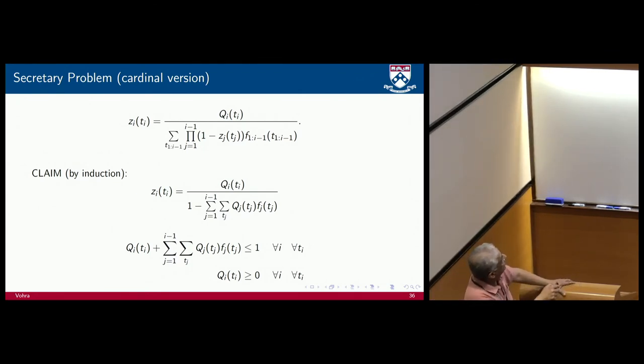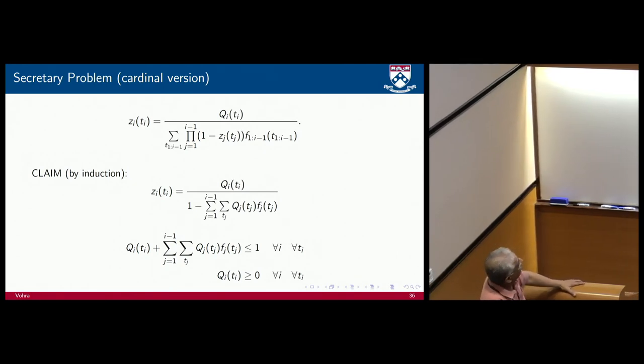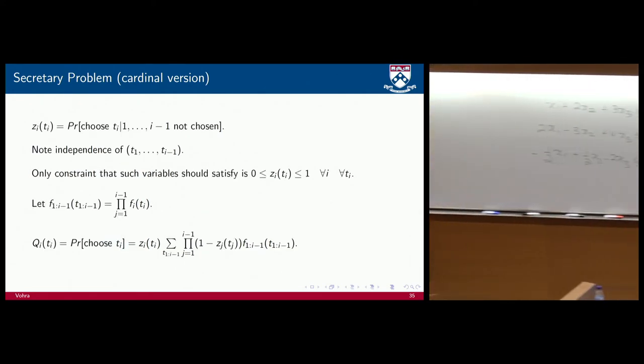Now here's a claim. My claim is that Zi of Ti can actually be written this way. Notice I'm replacing the denominator, which involves the actual allocation variables, with the interim allocation variables. How do I know that that's true? Actually, the proof is by induction. I didn't put in the algebra here because it's a little tedious. I mean, not deep and not even particularly complicated. But if you stare at this long enough, you realize, wait a minute, this is the expression for this guy, one index lower.